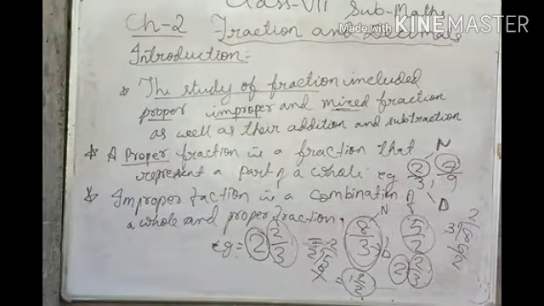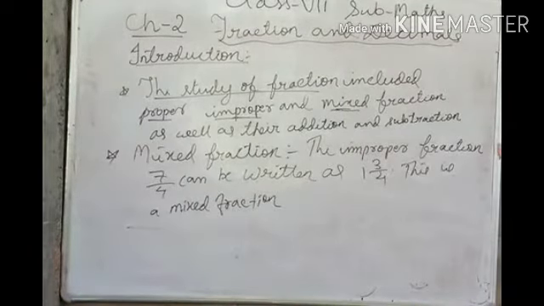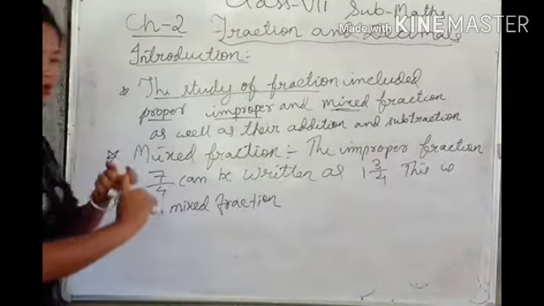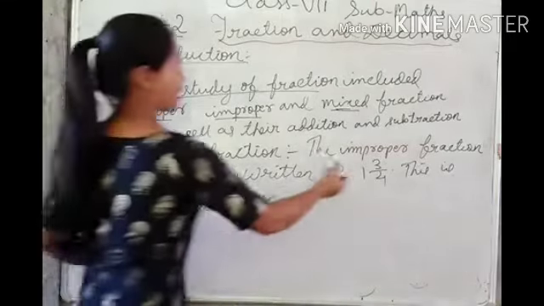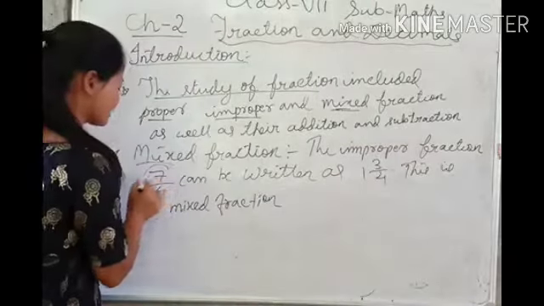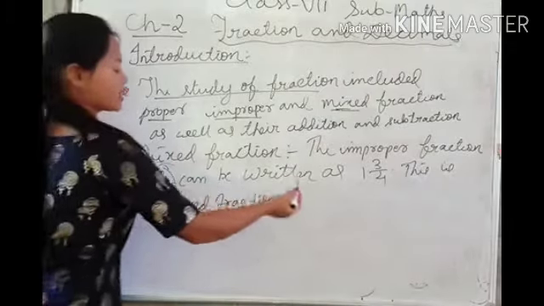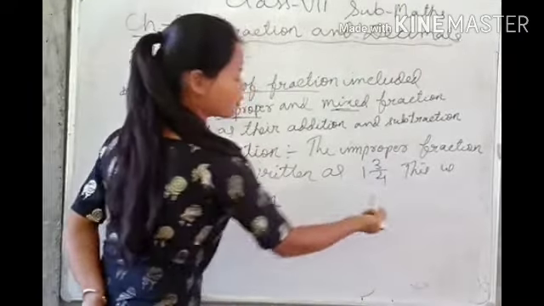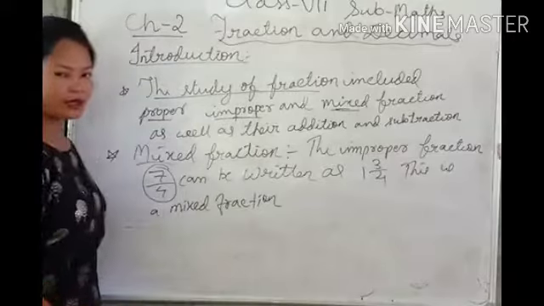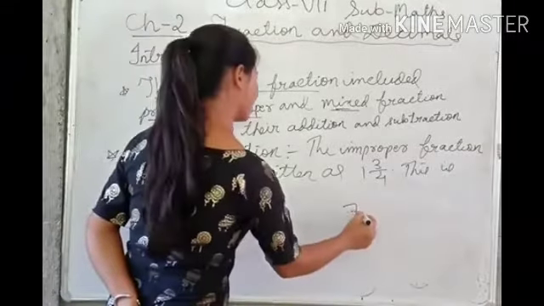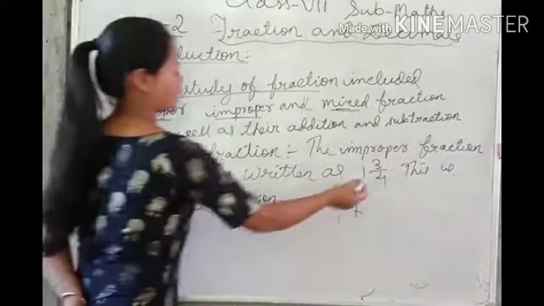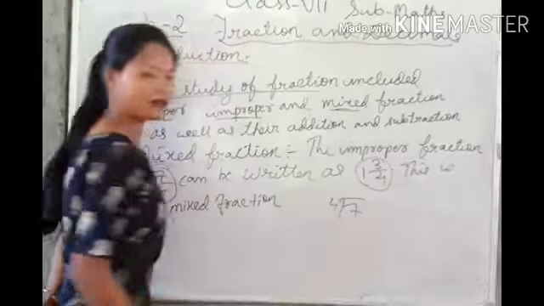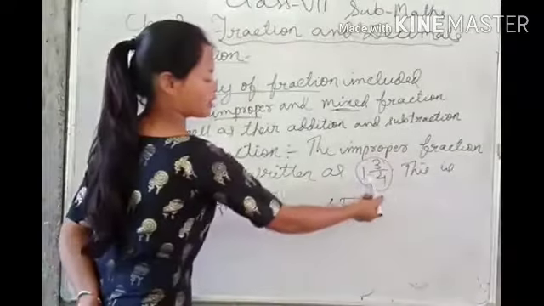Now come to the third one, that is mixed fraction. We have understood proper fraction and improper fraction. Now what is mixed fraction? The improper fraction 7 upon 4 can be written as 1 and 3 upon 4. This is called a mixed fraction. How can we write it like this?